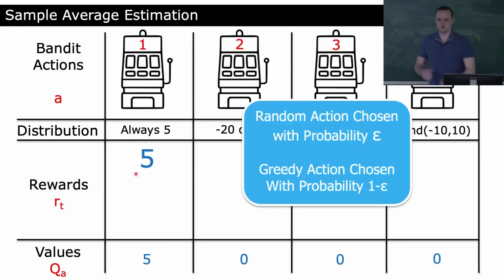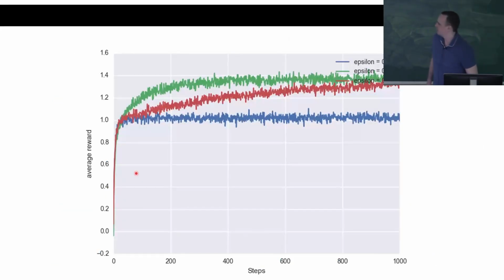Okay, so again, just to drive it home, epsilon means with that probability, I choose a random action, but with the other probability, 1 minus that, I choose the greedy action. All right, here's a graph that's a little bit hard to, just for the colorblind people, so green is here on top, red's in the middle, blue's on the bottom.